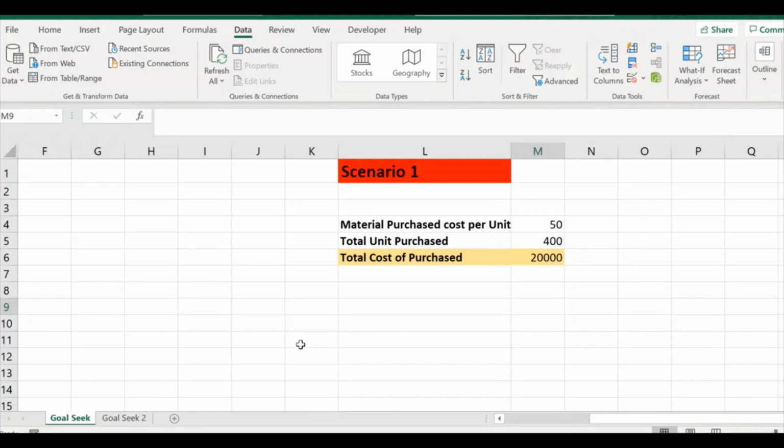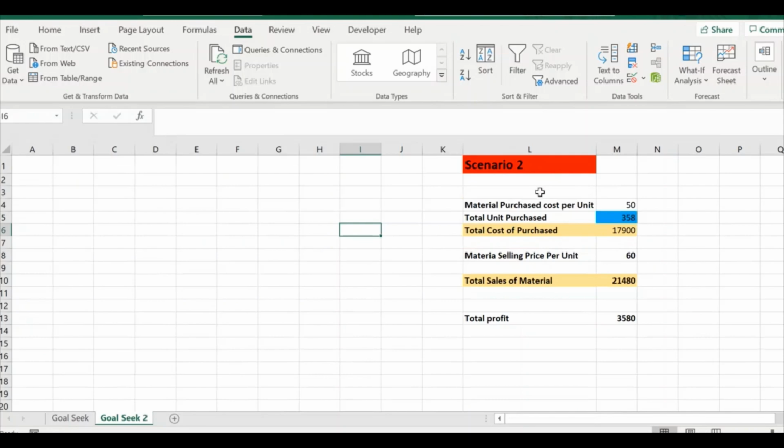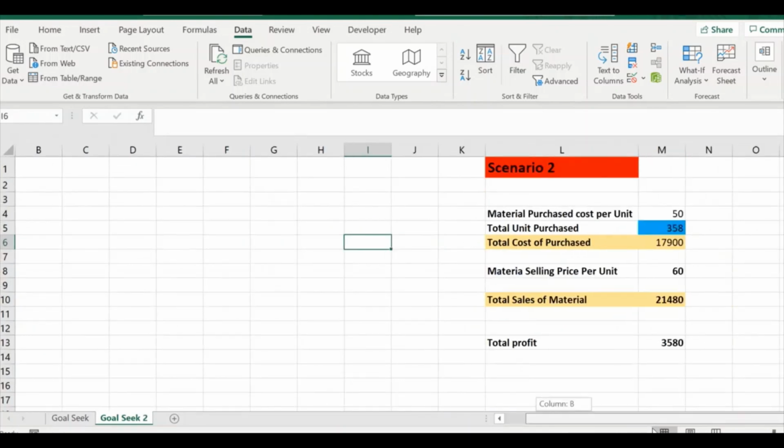Now let us make this example a little more complex. Now I am going to sell the material at the rate of 60 per unit. So my total sale became 21,480, and here my profit became 3,580. Now here I have been asked to calculate the total units needed to sell to get 5,000 profit.